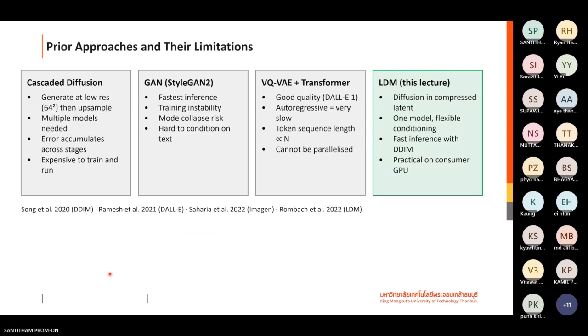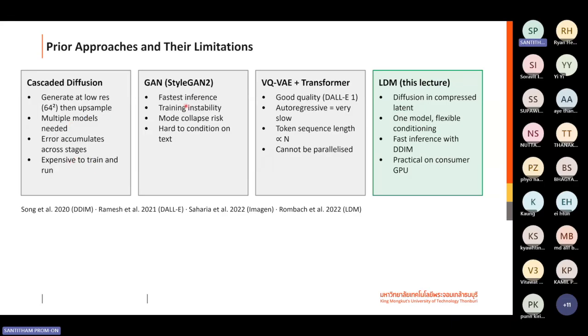Okay. Comparing this to previous approaches, diffusion is expensive. Right? The diffusion that we learned earlier generates low resolution, then upsamples, right? What we saw earlier in the UNet upsampling. You can cascade them together to refine over a number of iterations, but they will be expensive to train and run.